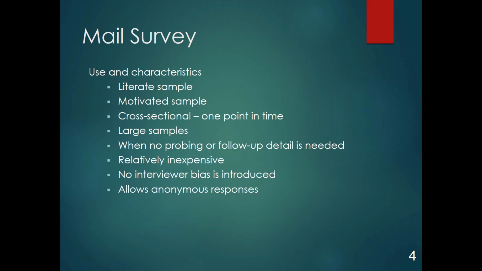Cross-sectional, one point in time. If you're doing a cross-sectional study where you only need data at one point in time, a mail survey would be a good option, because it would definitely be harder to follow up with someone if you just had to mail those surveys. It's going to be harder to get follow-up data. It's also good when you have large samples and when you don't need to probe or follow up. However, if you need to probe them for more answers or follow up for more details, this would not be a good option.